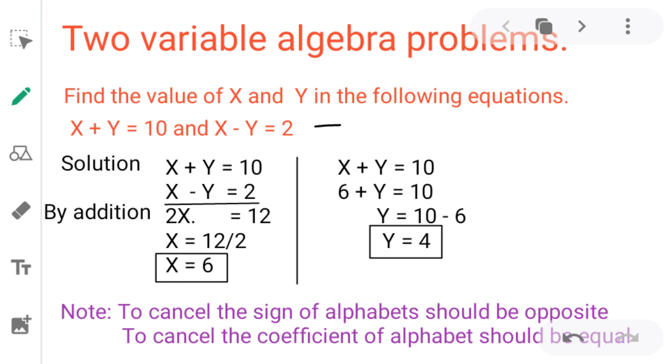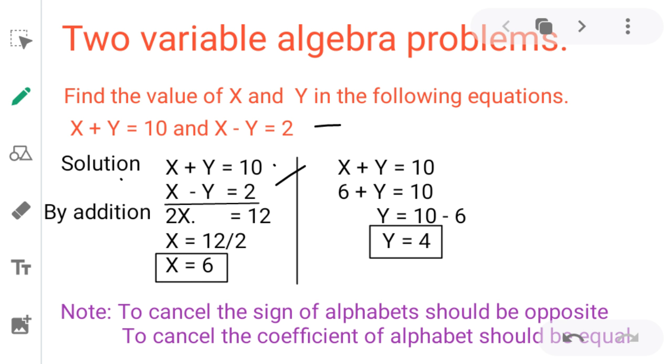The question asks: find the value of x and y in the following equations: x plus y equals 10, x minus y equals 2. In the solution, just take the two equations one under the other. The first equation is x plus y equals 10. The second equation is x minus y equals 2. You may observe we can't find both x and y values at the same time, so we have to cancel any one.